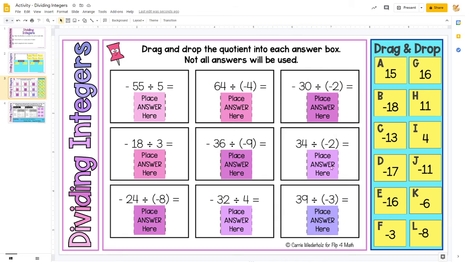Okay, here, very similar to the multiplication one, we're going to do division and put our answer here. So 55 divided by 5 is 11. Since they are different, it is going to be negative 11. So not H, J.